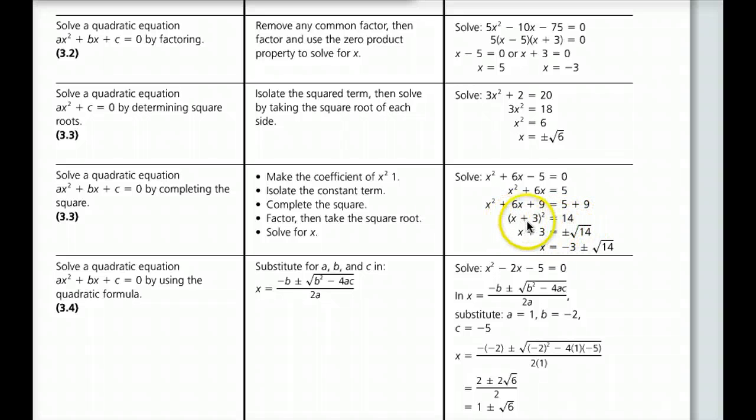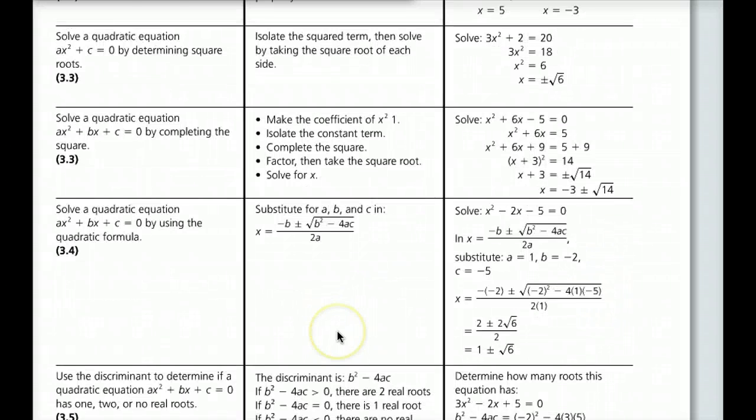You treat x plus 3 as just one thing, and basically it's the same as this, so you can apply the same idea and take square roots on both sides. So you solve for x plus 3 first: it equals positive or negative square root of 14. Then you subtract 3 on both sides, so you eventually isolate x, and you get two solutions, right?